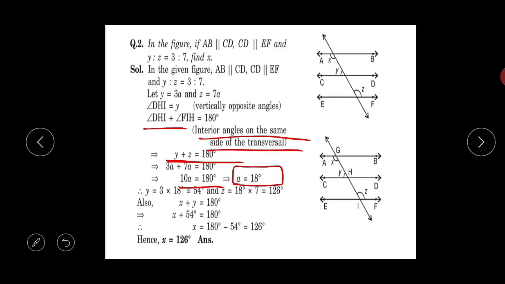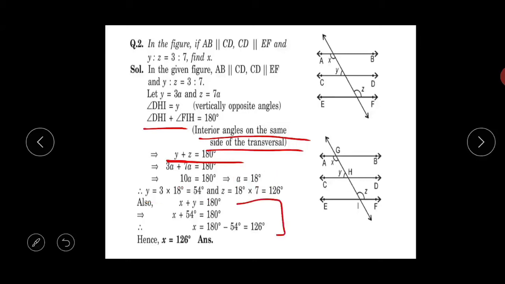Now we can find the value of y. So the value of y will be 3a, that is 3 into 18, we will get 54 degree. And similarly the value of z, that is 7a, so we will get 7 into 18, that is 126 degree. We got the value of y and we got the value of z also, but we have to find the value of x, student.